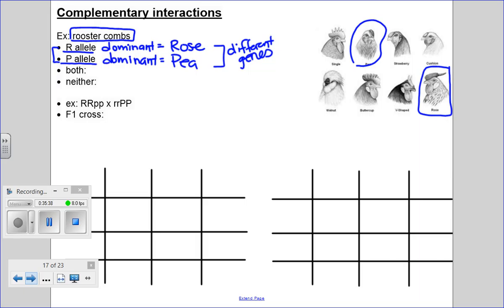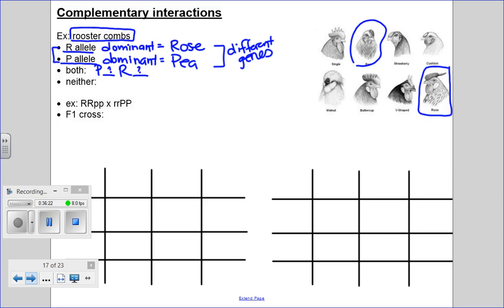Now, if by some chance an organism has both dominant alleles, so they have at least one capital P and at least one capital R, I'm putting a question mark for the second allele for each of them because I don't know what it is. It could be an uppercase or a lowercase letter. But if they have at least one copy of the dominant allele for both, you get a different looking comb. So if I only have the dominant rose allele, it's that shape. If I only have the dominant P allele, it's that. But if I have both of them, you get the walnut shape.